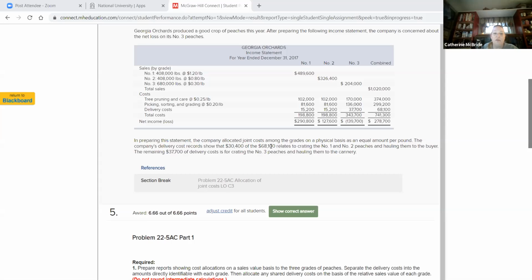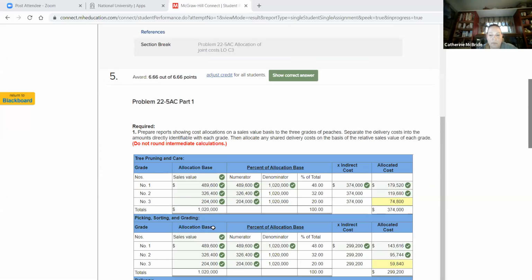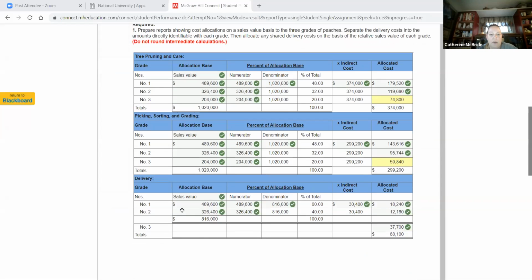The company's delivery cost records show that 30,400 of the 68,100 relates to creating the number 1 and number 2 peaches and hauling them to the buyer. The remaining 37,700. Okay, so that's your delivery cost. So the delivery cost, we're going to go down here. And what we did was, this is pruning, picking, delivery.